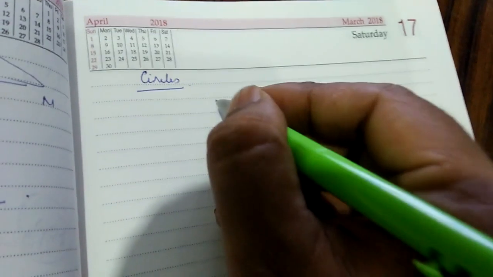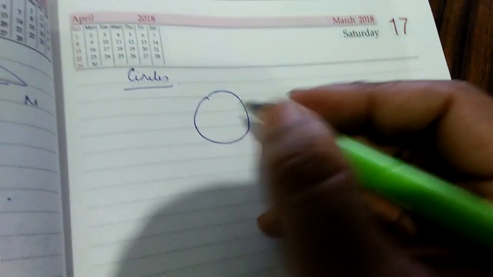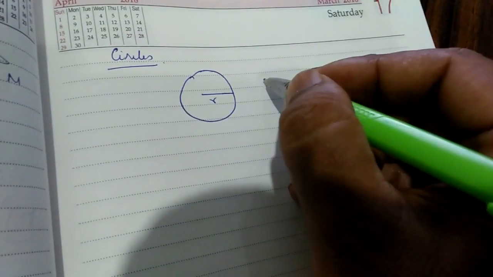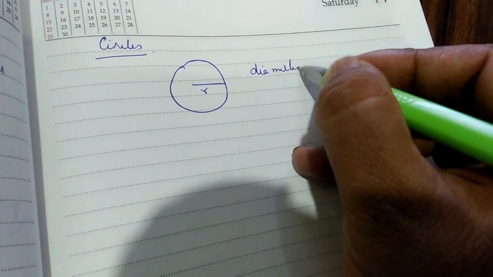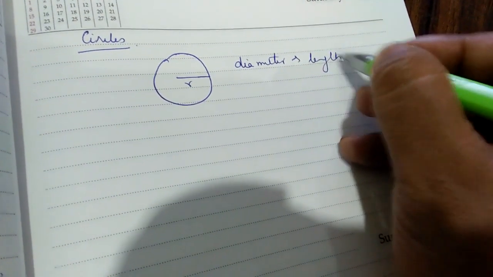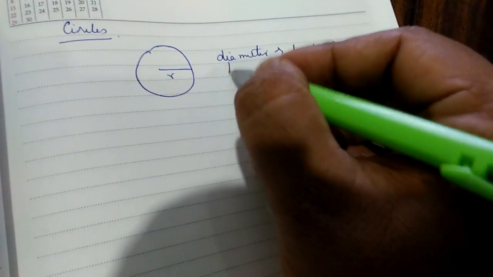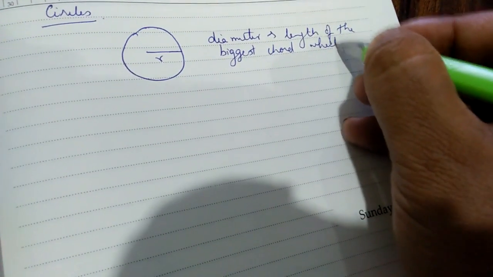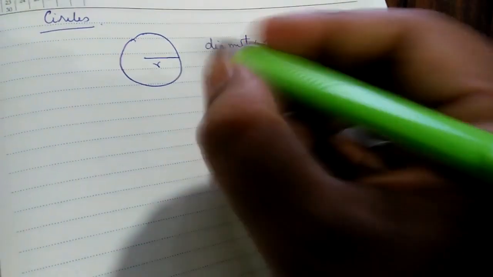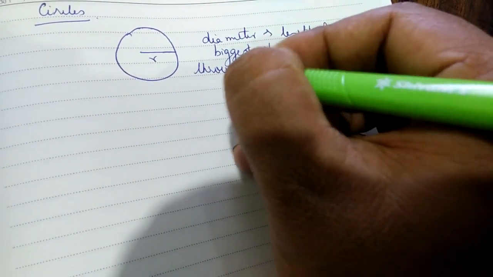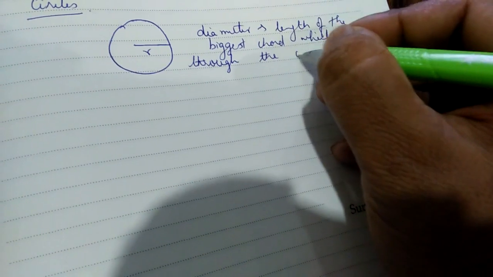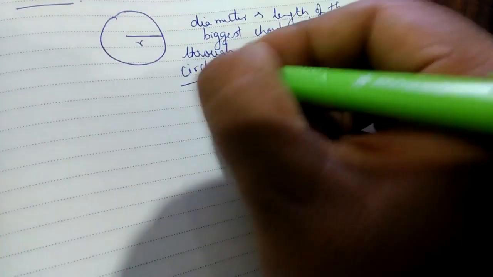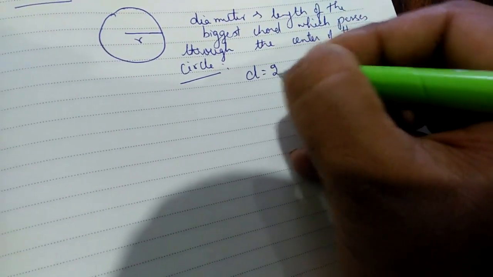This particular round figure is a circle with a radius r. Diameter is the length of the biggest chord which passes through the center of the circle. Diameter is equal to 2 times r, every time.